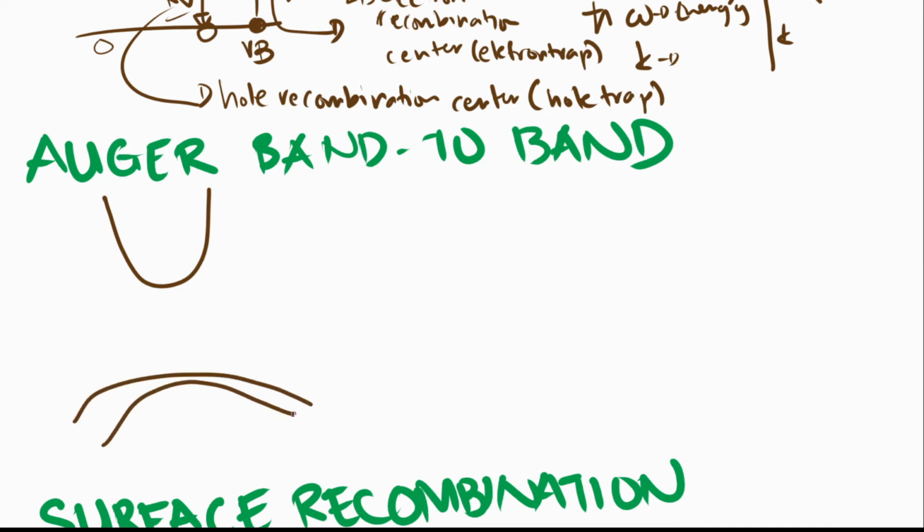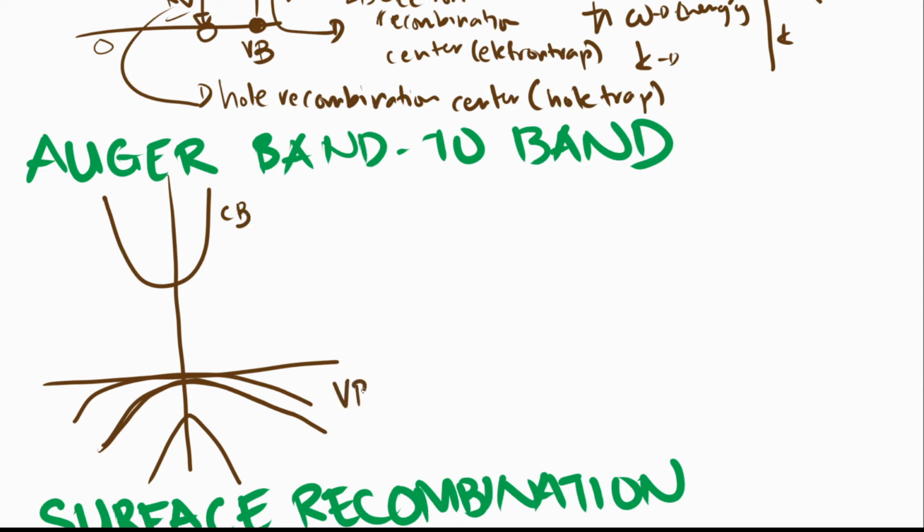We have this one, and our split-off hole. So this is your conduction band, and this is your valence band. There are different Auger band-to-band mechanisms possible, depending on what type of Auger carrier is produced during the recombination. So we have CHCC, CHLH, and CHSH.